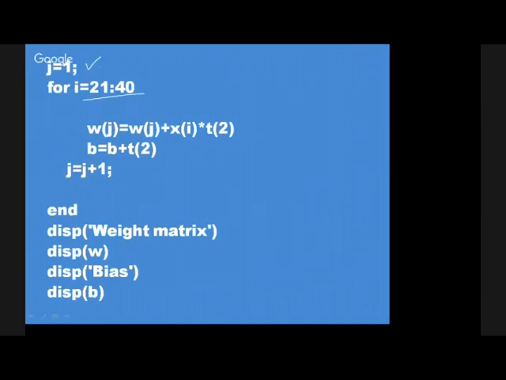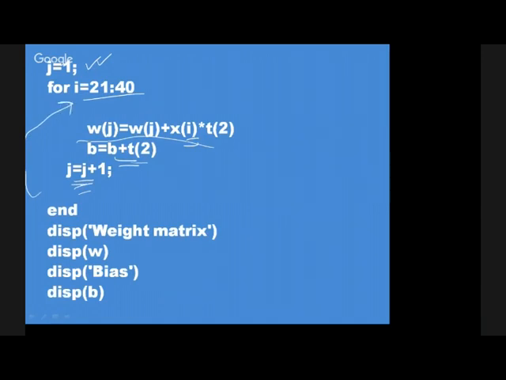This is for another variable, so we get i equal to 21 to 40. Again we are calculating Wj, and we are taking two variables because Wj and xi should be different. That's why we are taking j, because we want W1, W2, W3, W4 for the second case, but xi should be 21 to 40. So we have taken the two variables, i and j. Now we have calculated B and j, and it will go for 21 to 40.